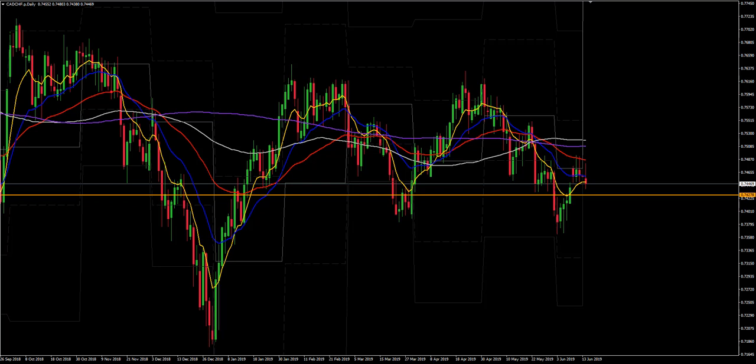Just wait for that confirmation. Don't get into trades too early, and just wait for that confirmation on smaller time frames before trading the trend.